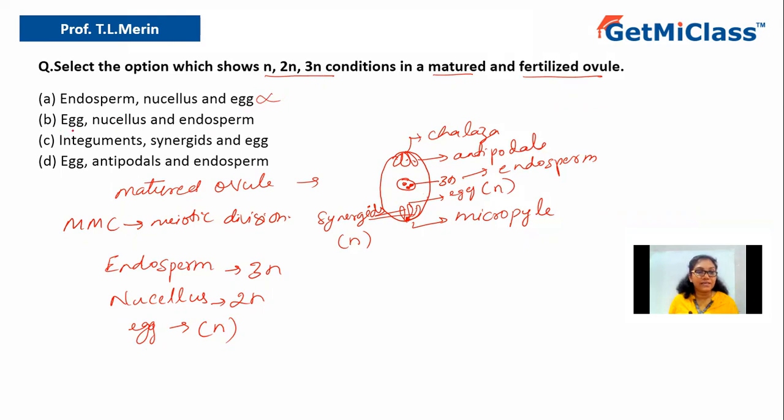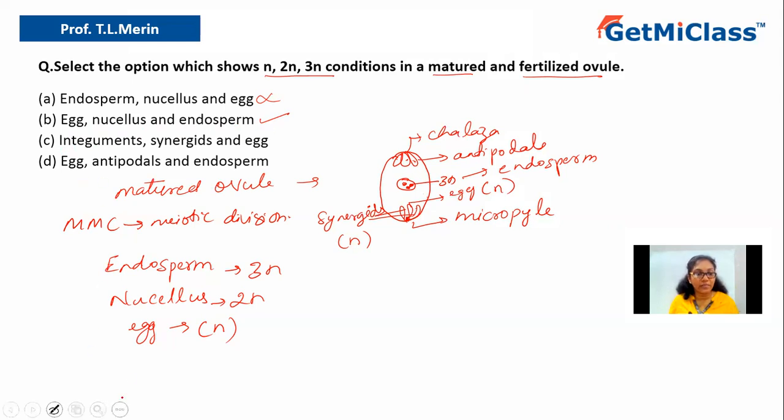Option B says egg, nucellus, and endosperm. So egg is N, that is haploid, nucellus is diploid, endosperm is triploid. That holds good for us because egg is N, nucellus is 2N, endosperm is 3N. So that should be the correct answer. Let us look into the other options as well.